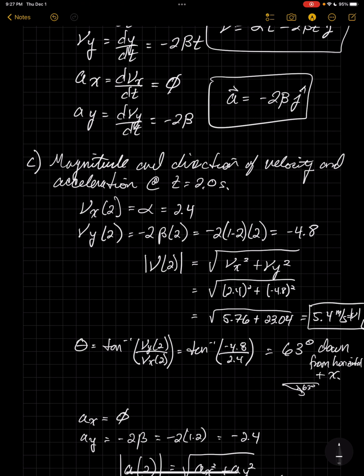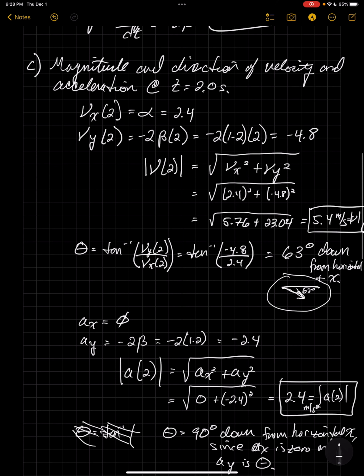We use the knowledge that the velocity vector in the y direction is negative and the velocity vector in the x direction is positive. That means that we're going to be moving to the right and down in the plane. So the 63 degrees is oriented 63 degrees down from the horizontal positive x direction, which I've shown here with this reference, where this is our x-axis and the direction of the velocity vector is 63 degrees down from that x-axis.